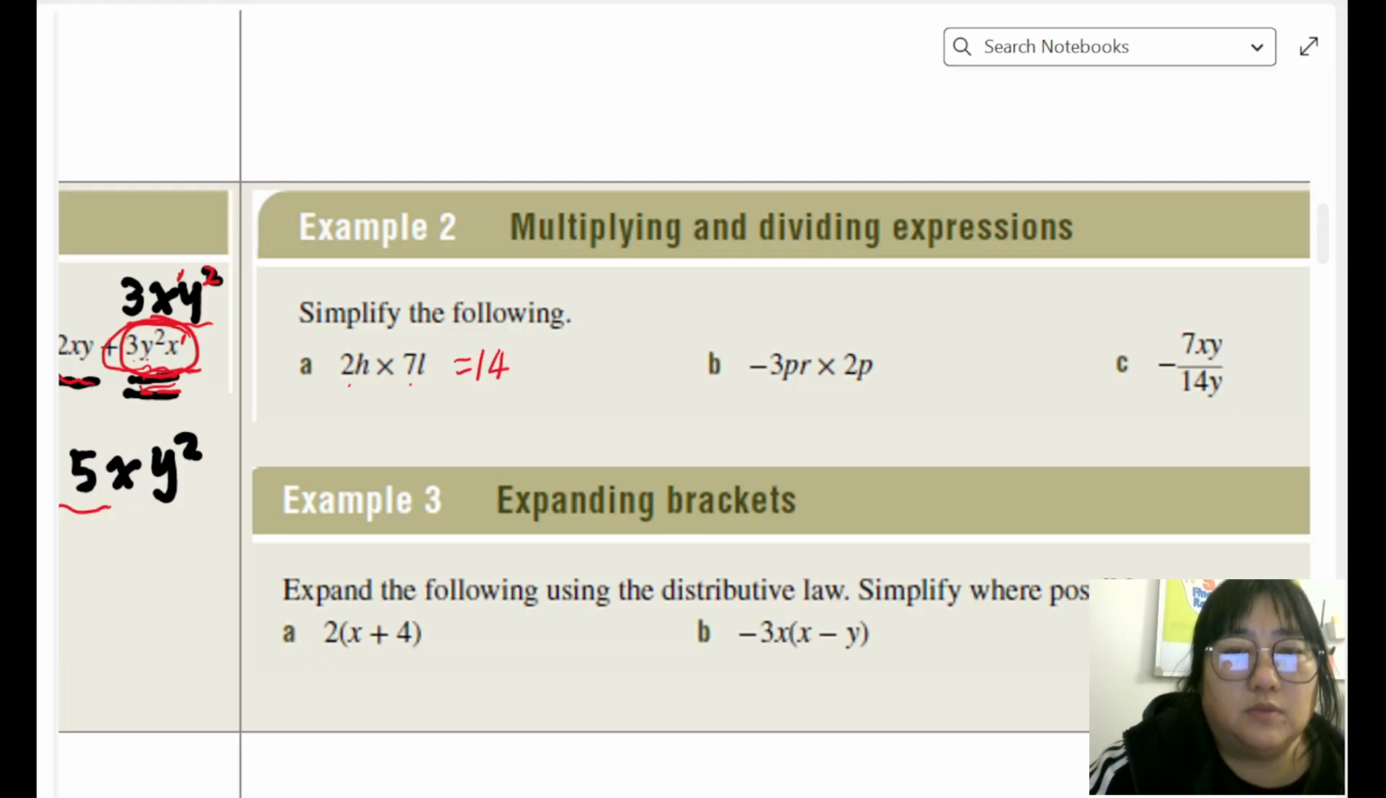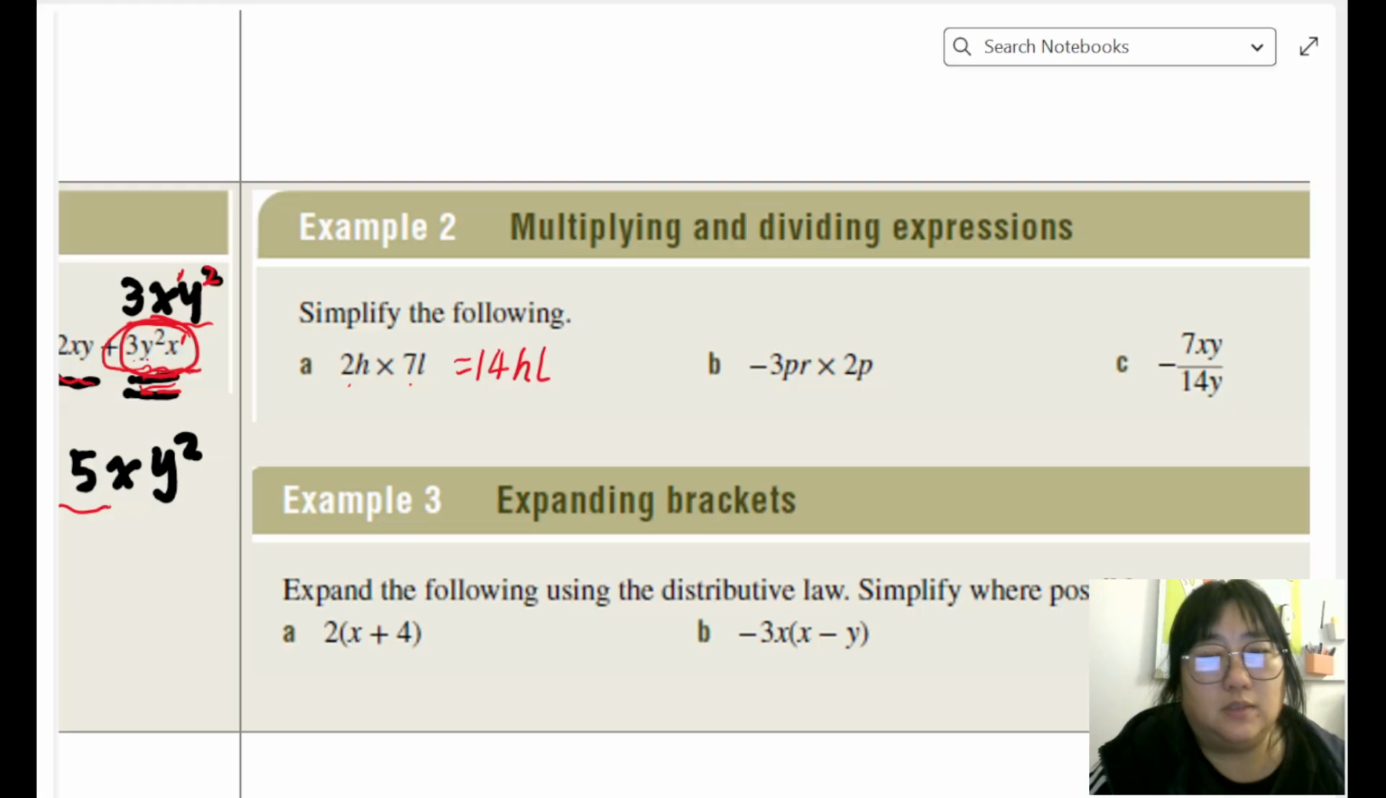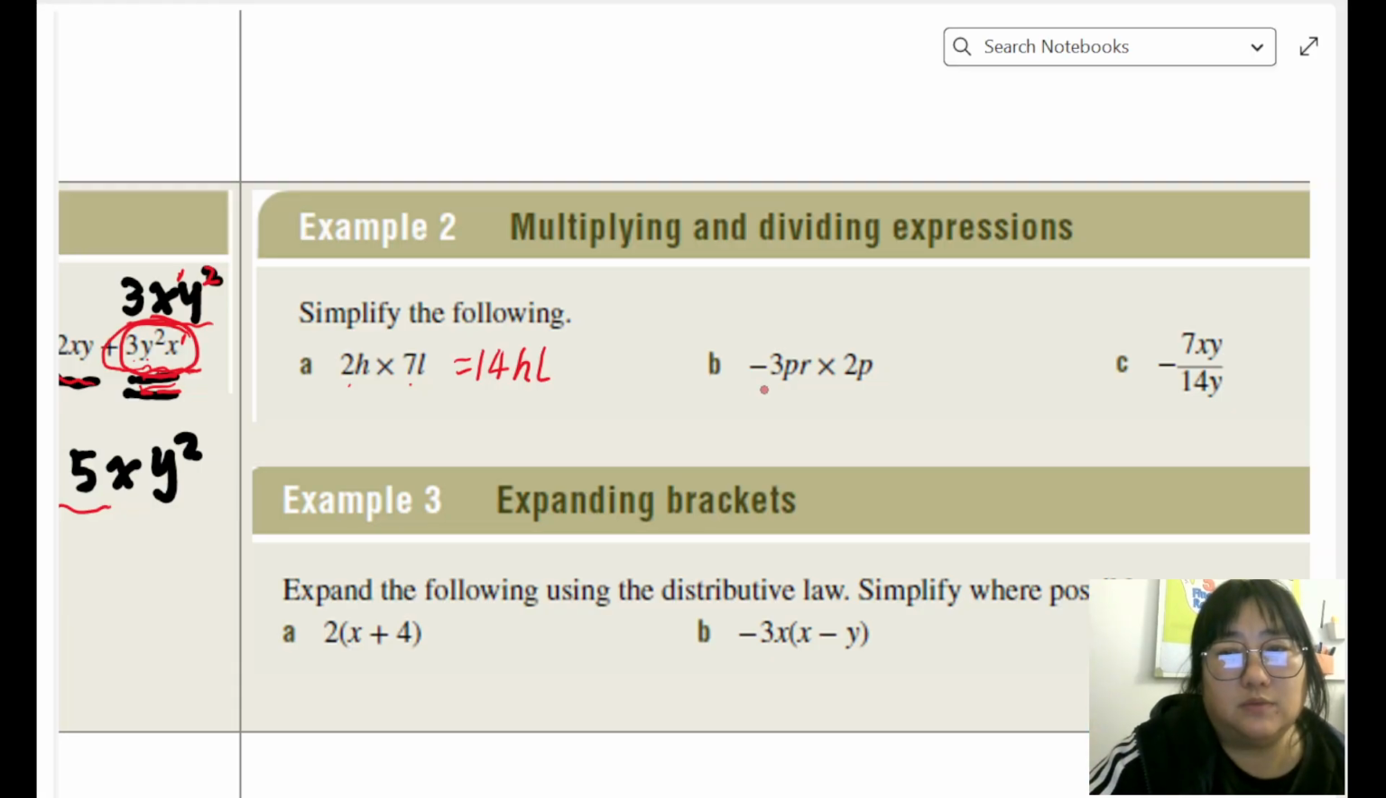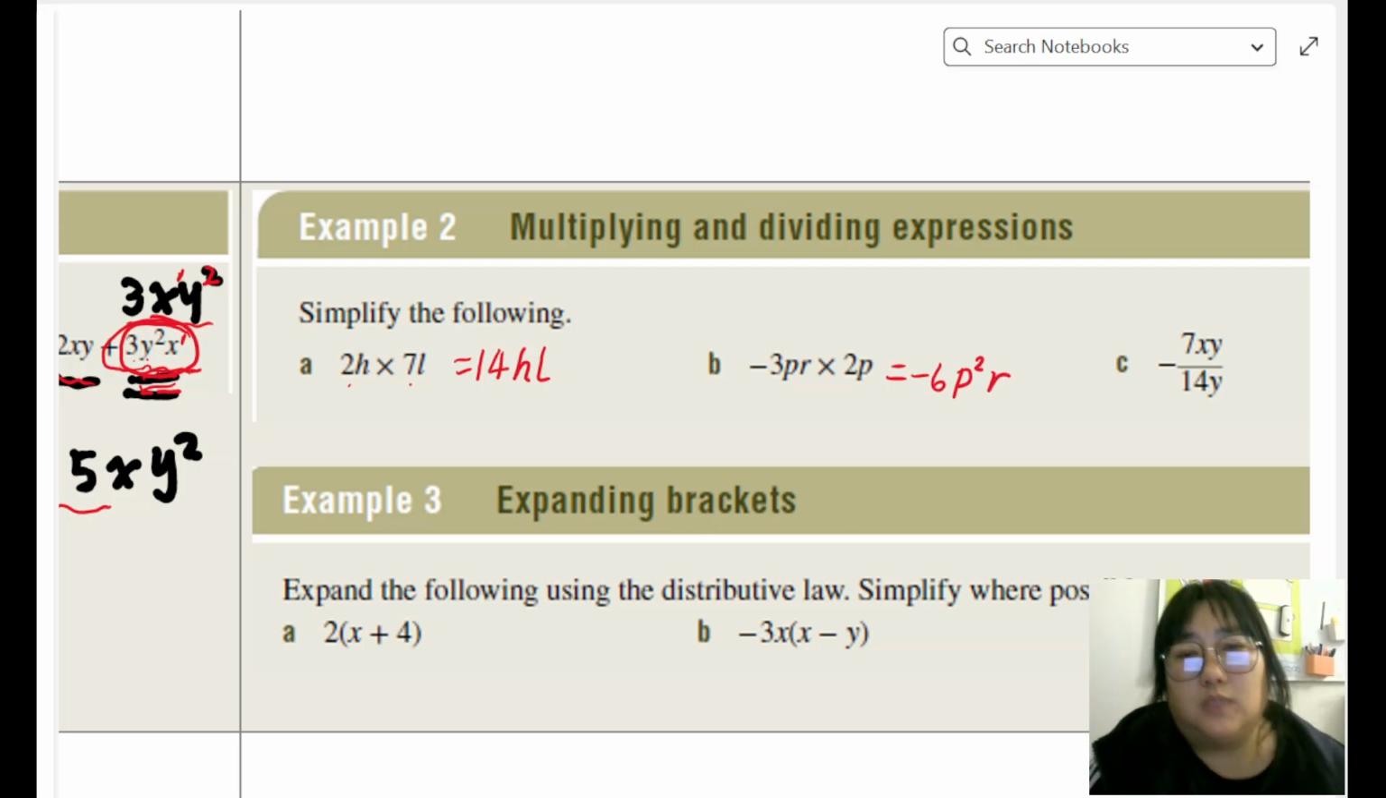It goes to the final result as the coefficient. And h times l goes to the product also. You also have to check if they follow the alphabetical order, whether the number goes first, and whether you left out the multiplication symbol. Those are the three things you always need to check for your algebra result. The second question is -3 times 2, so that is -6. And p times p again gives p squared, then r. Then you still have to check if it follows the algebra order.